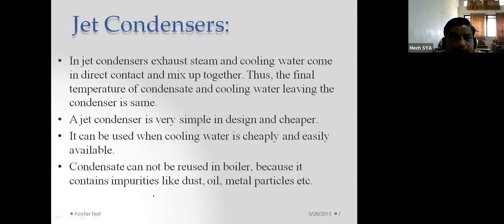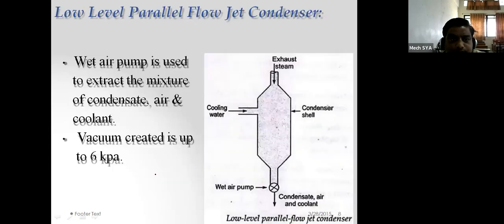And you have two types of condenser where a limited source of water is available. So this we have discussed. Jet condenser: exhaust steam and cooling water are in direct contact and mix with each other. The final temperature of the condensate and the cooling water leaving the condenser is the same. The jet condenser is very simple in design and cheaper. It can be used when cooling water is cheap and easily available. Condensate cannot be used in the boiler because it is mixed with the cooling water.